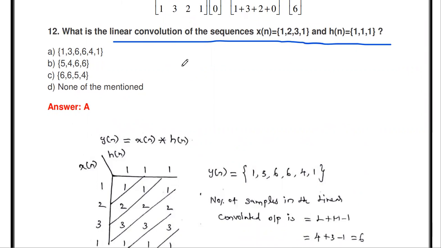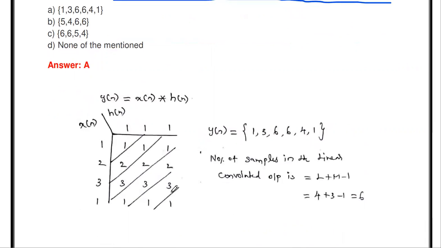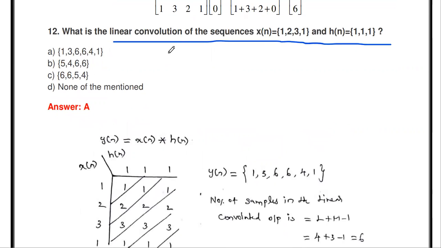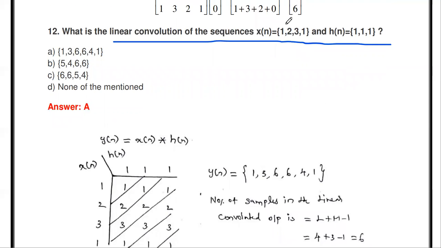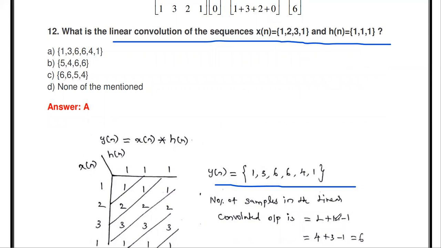In order to perform the linear convolution, we may use the tabulation method. The answer obtained from the linear convolution is not the same as that of the circular convolution. Here, to perform the linear convolution, both sequences need not have the same length. It may differ, so no need to append 0 to the sequence. The number of outputs obtained in the linear convolution is L plus M minus 1. If L is the length of the first sequence and M is the length of the second sequence, then the number of samples we get in the output is L plus M minus 1.